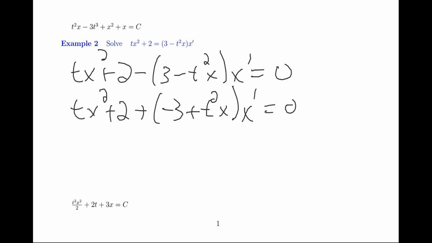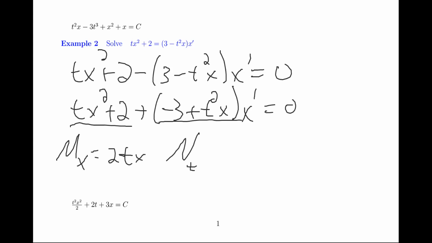So let's take our derivative here. Our derivative with respect to x of this function is 2tx. And the derivative of this function with respect to t, the partial with respect to t, is again 2tx. They equal each other. So in fact, this will be an exact equation. So what does that mean? That means we need to take the partial antiderivative with respect to t on the first expression, and we need to take the partial antiderivative with respect to x for that second one.